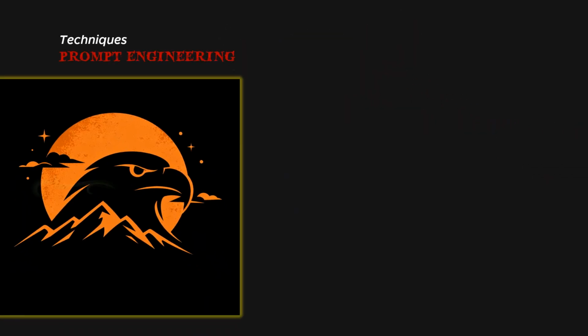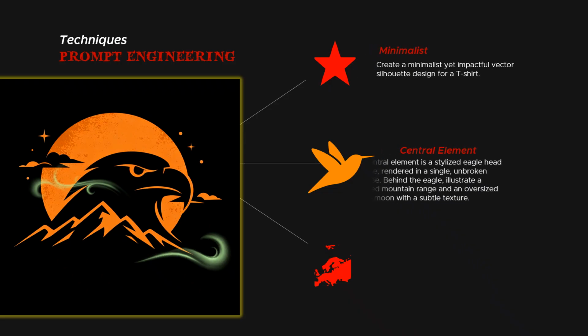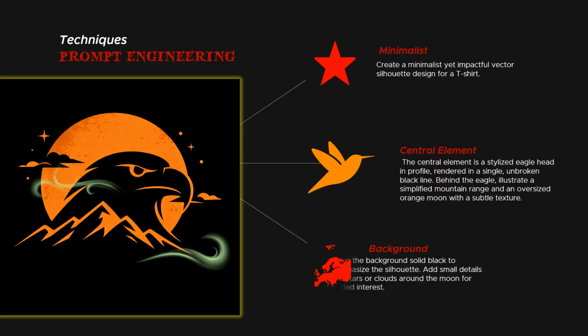Create a minimalist yet impactful vector silhouette design for a t-shirt. The central element is a stylized eagle head in profile, rendered in a single, unbroken black line. Behind the eagle, illustrate a simplified mountain range and an oversized orange moon with a subtle texture. Keep the background solid black to emphasize the silhouette. Add small details like stars or clouds around the moon for added interest.